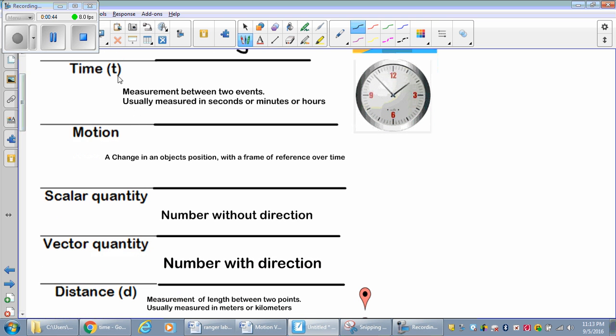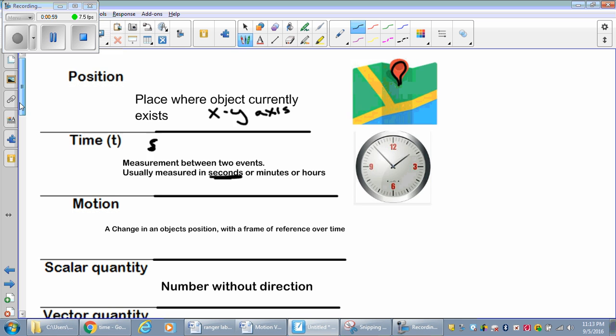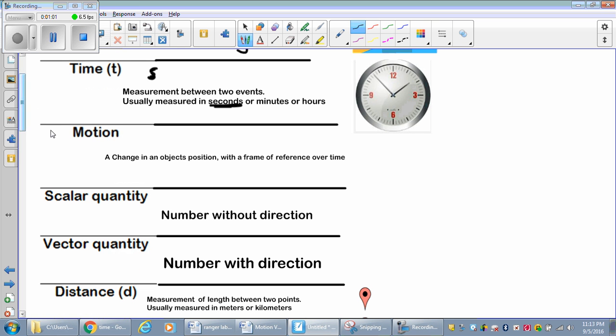Okay, time. The symbol is t, measured in seconds usually, s, seconds. It's the measurement between two events, usually measured in seconds or minutes or even hours. Here's a clock.